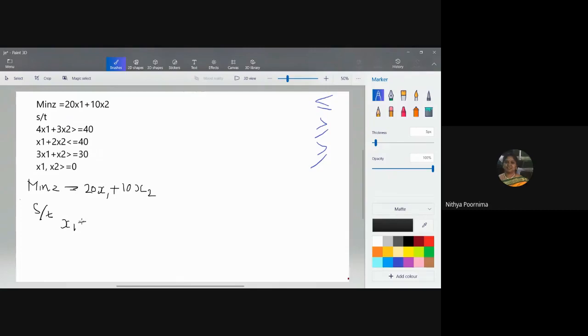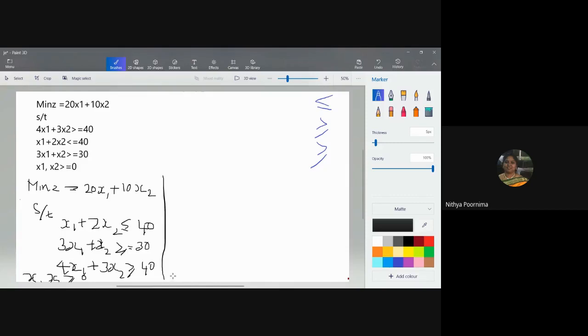x1 plus 2x2 less than or equal to 40. Then 3x1 plus x2 is greater than or equal to 30, then 4x1 plus 3x2 greater than or equal to 40, x1 comma x2 must be greater than or equal to 0. I have written in the standard format, less than or equal to condition first.